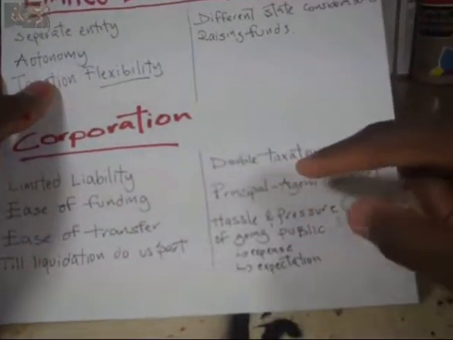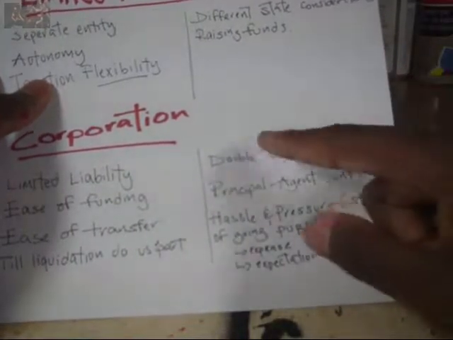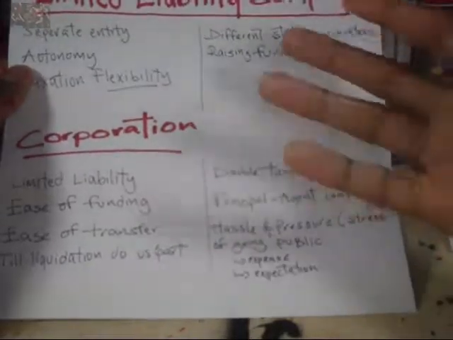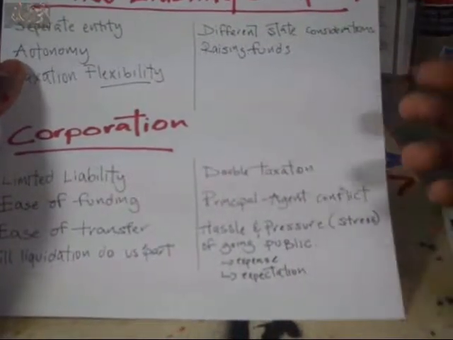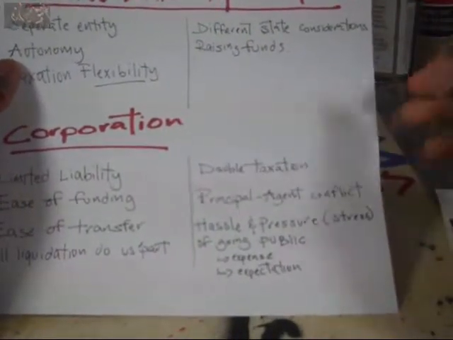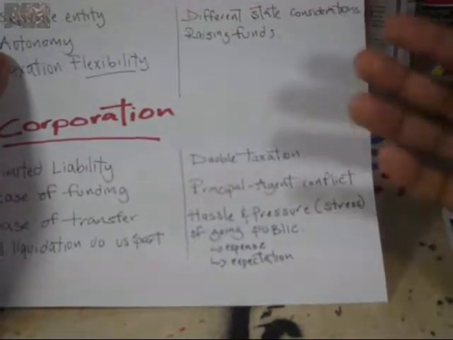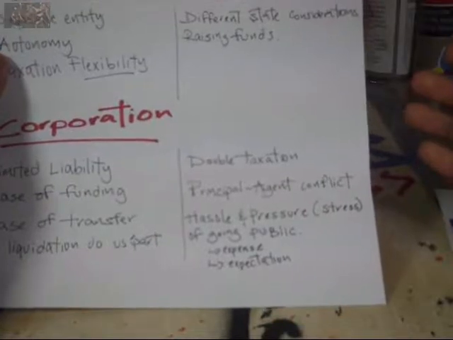The principal agent conflict, which in my opinion is probably the main detractor from a corporation. I don't really have a problem with any of the other ones. Double taxation seems fair to me. Principal agent conflict comes into play when I own shares of a company, but I don't really get to make decisions at the end of the day.